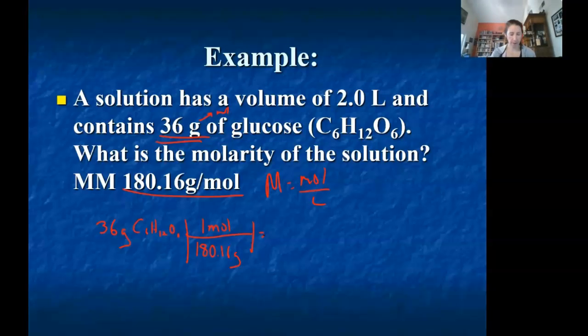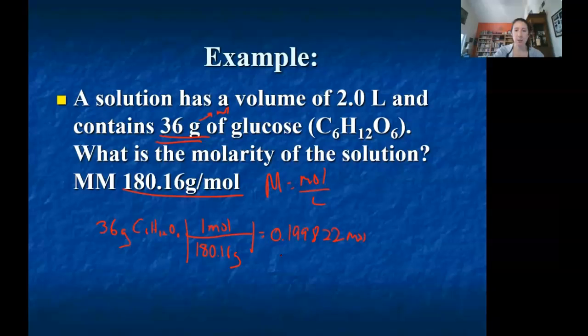Anyone have that? 36 divided by 180.16. Oh, I multiplied. I was like, that can't be right. 0.19982. Yeah, we'll just go with everything your calculator says, right? I'm not going to worry about sig figs yet.